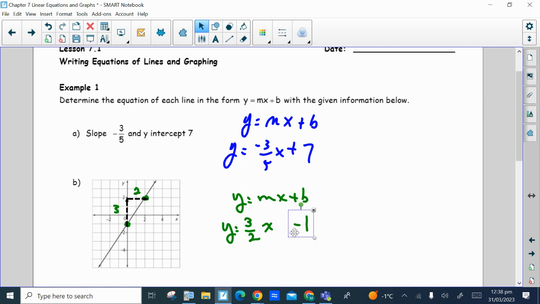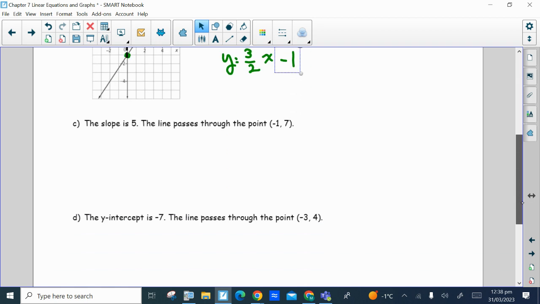Trying to make the 1 come over, but it doesn't want to move. There we go. 3/2 x minus 1.